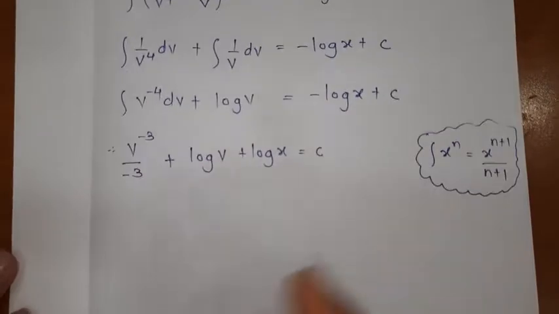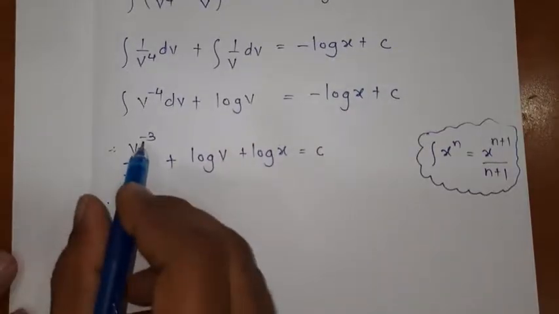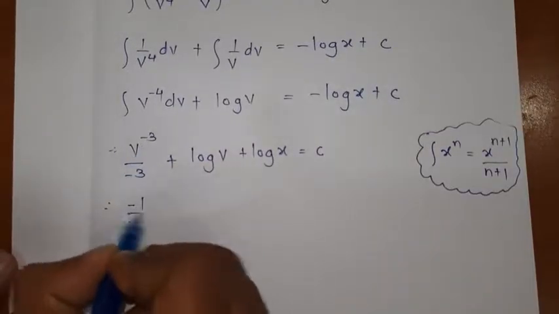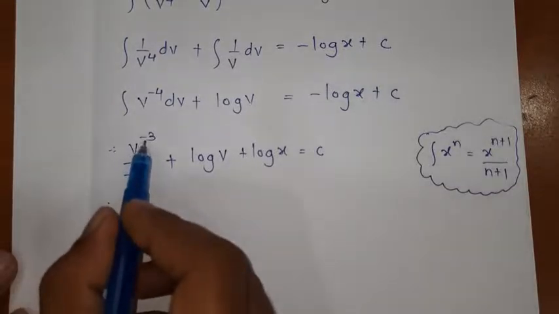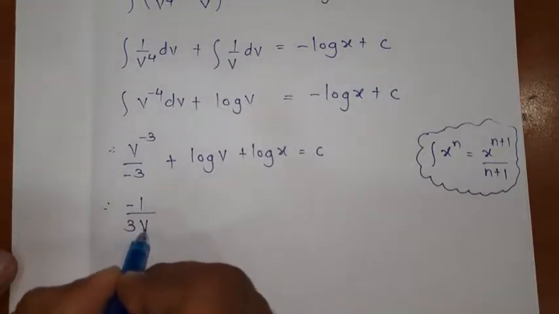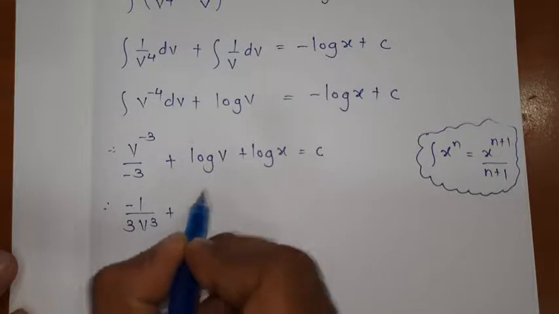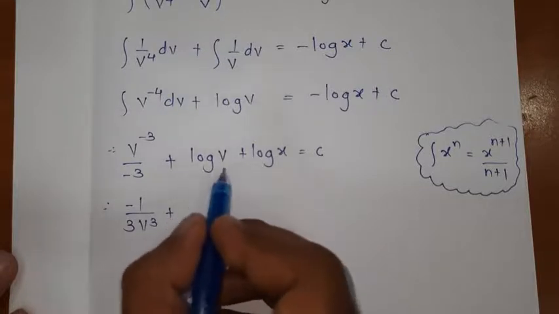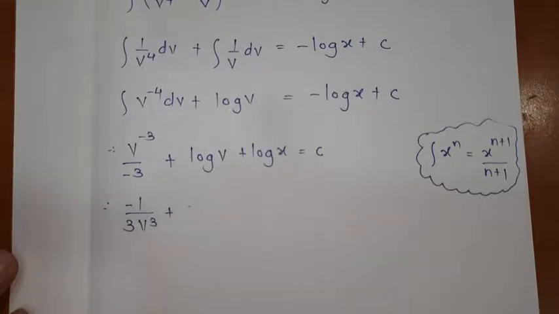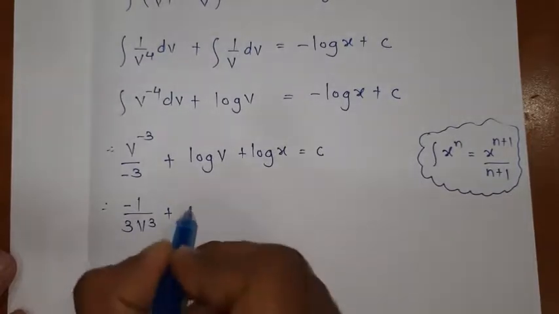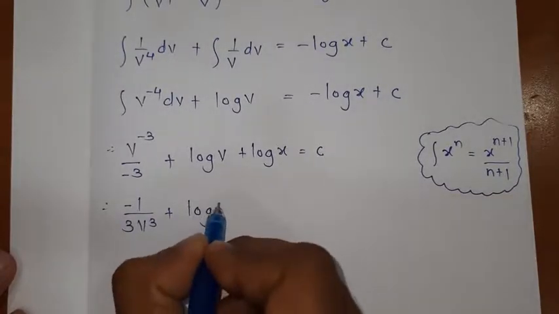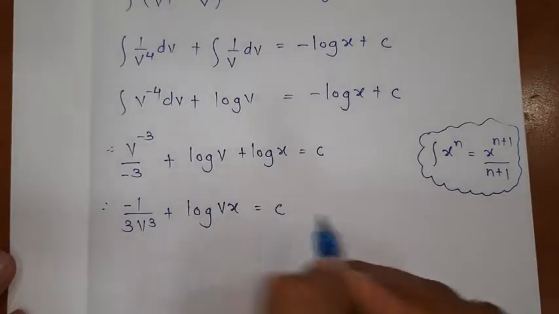So let us solve it further. Minus 1 by 3, v has a negative power, so I will shift it to the numerator, v cube, plus, you know the property of log a plus log b, we get log a into b, right? So therefore log, I will take a product, vx is equal to c.